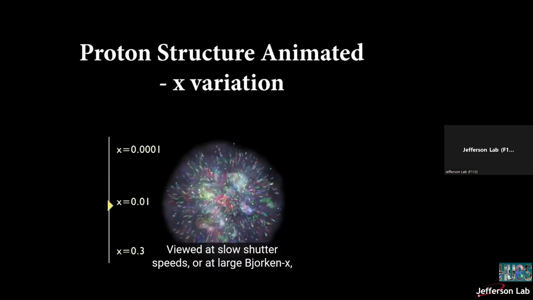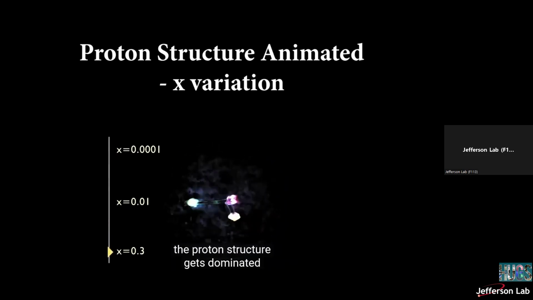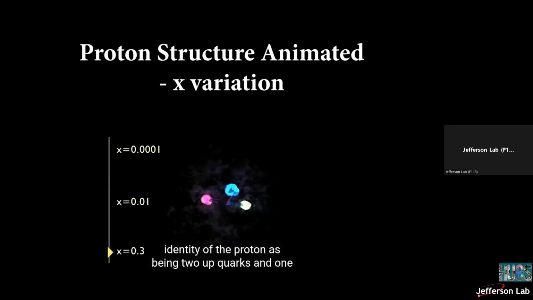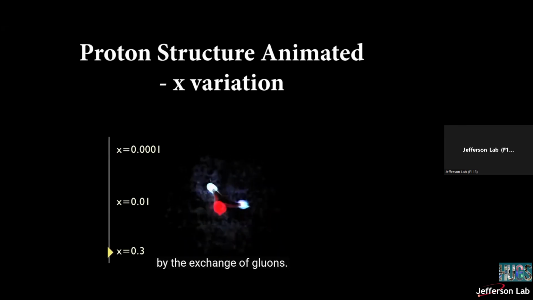Viewed at slow shutter speeds or at large Bjorken x, the proton structure gets dominated by three effective blobs, which carry the valence quark identity of the proton as being two up quarks and one down quark, confined together in a single proton by the exchange of gluons.